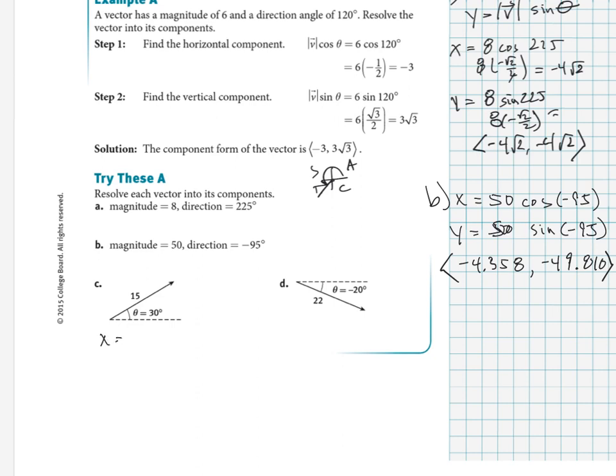So for the x value, we're going to have 15 times the cosine of 30. Here they put the magnitude right on the vector. So we have 15 times radical 3 over 2. So we get just 15 radical 3 over 2, I guess. And then for y, we have 15 times the sine of 30, and the sine of 30 is 1/2. So we get 15 over 2. So the vector form is going to be 15 radical 3 over 2, and then 15 over 2.